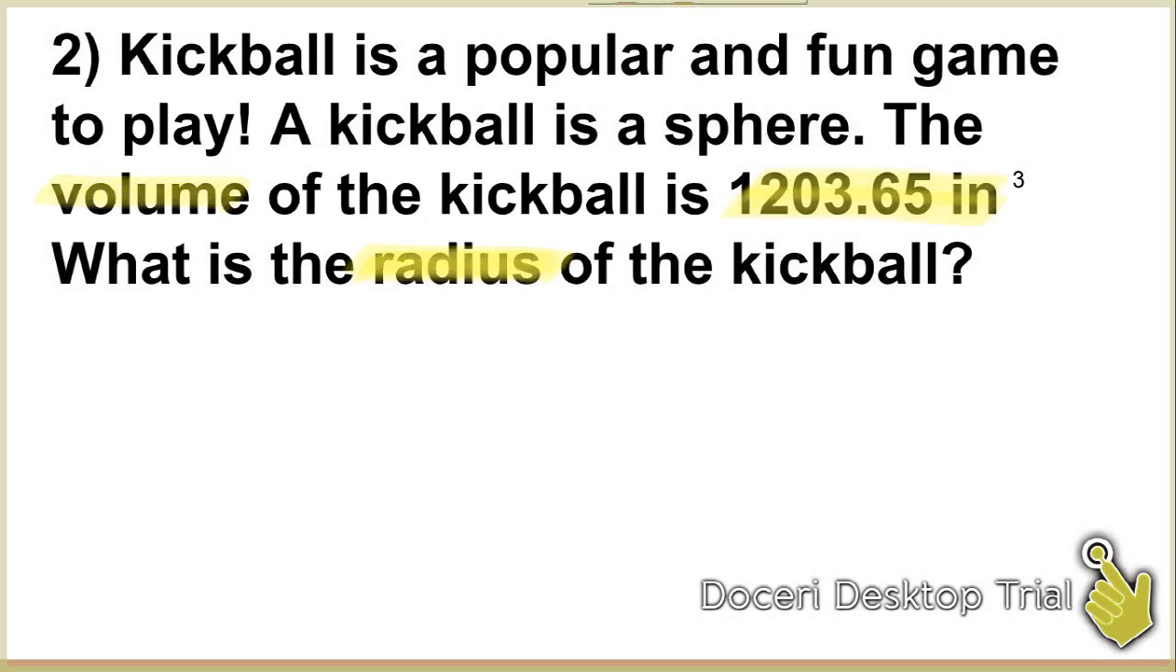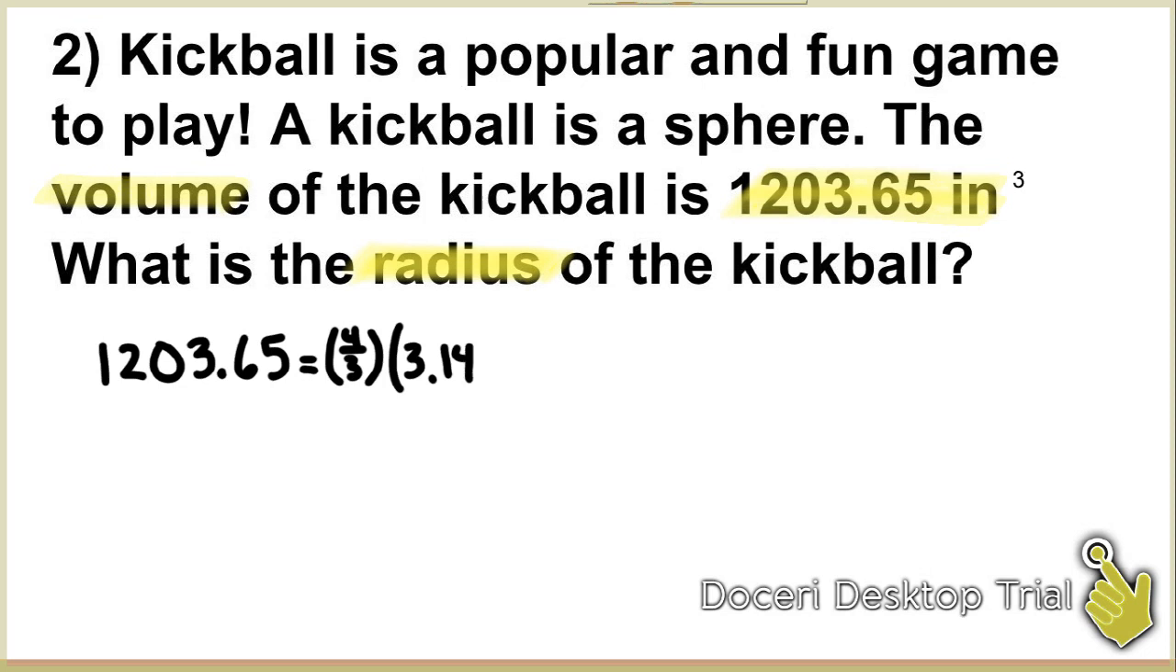So normally, we would say V equals, and then go from there, but we already know what V equals. We know from what they've told us that the volume is 1,203 and 65/100ths, so that goes where the volume is. We know that 4/3 is still 4/3, that doesn't change. We know that pi is still pi, that doesn't change, okay? Now, they want us to find the radius, so that means our radius is missing. So again, that's radius cubed. For this problem, we were just working through and figuring out what the radius was.